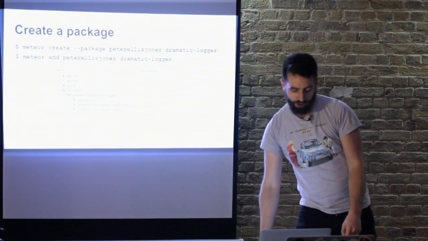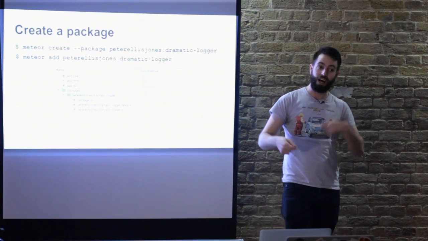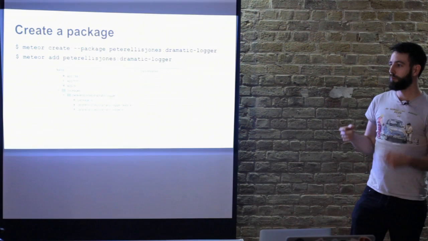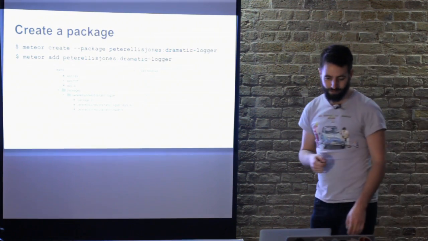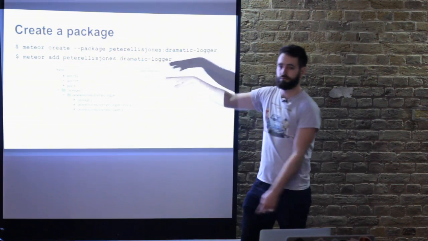Cool. So to create a package, it's pretty easy. Just go to the command line in your project, and you just run meteor create package, and you give the name of the package. So as an example, I'm going to create the dramatic logger package, which logs things in a dramatic way. Usually with packages, you namespace them with your GitHub username, and that makes it easy to publish them to Atmosphere, which is the Meteor package registry, like RubyGems. And then if you want to add the package to the project, just do meteor add package.